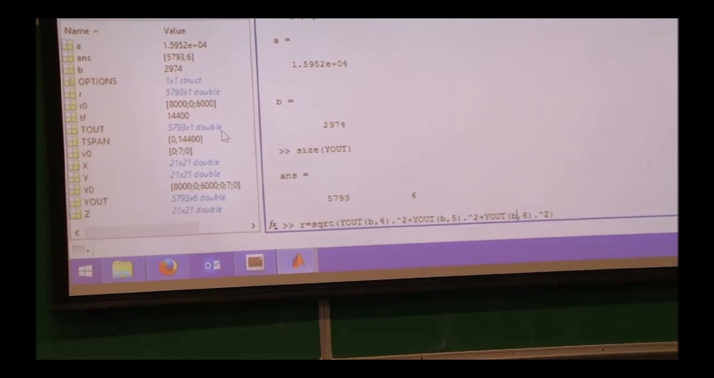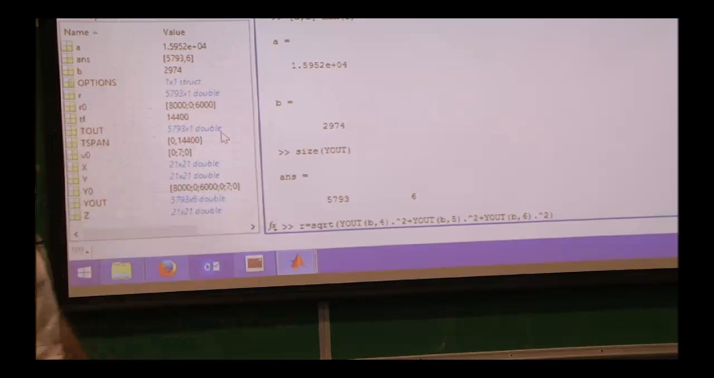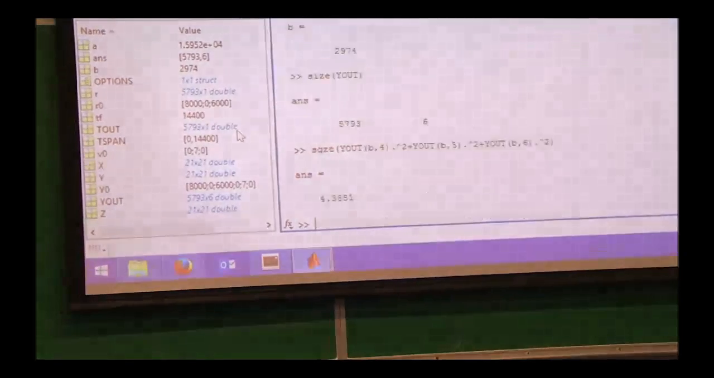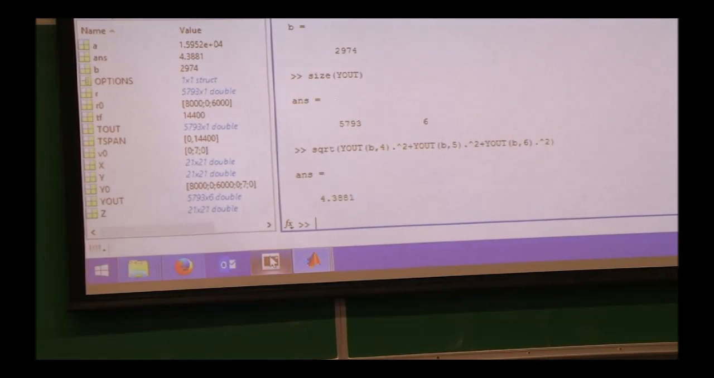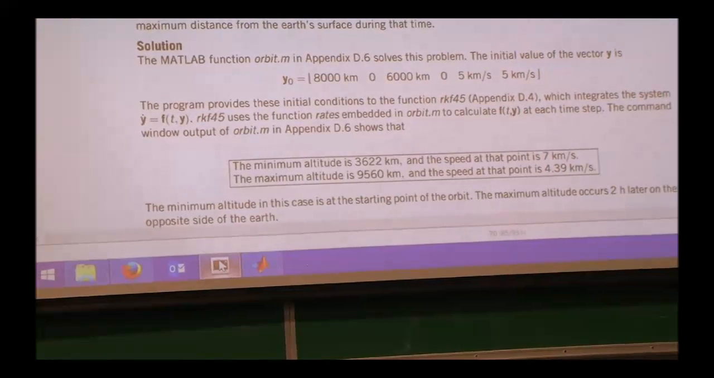And B, because I called it B up there, is telling me the location in the matrix Y out where I have the maximum height. So I just have B there. And these, let's not call it anything. Let's just do it. Yeah, that's 439, give or take. That's what it is.